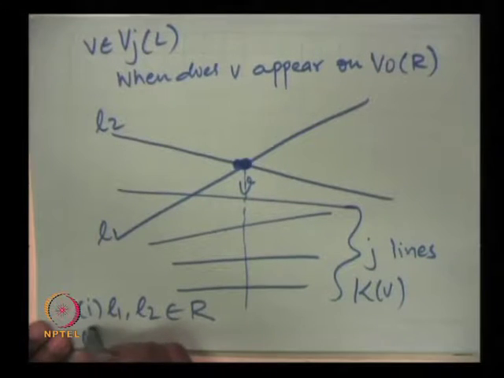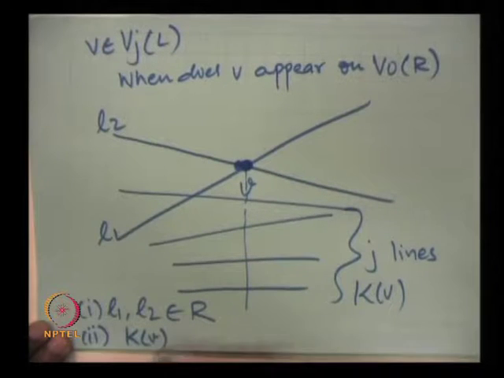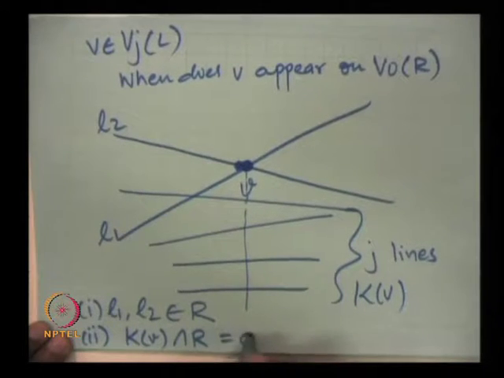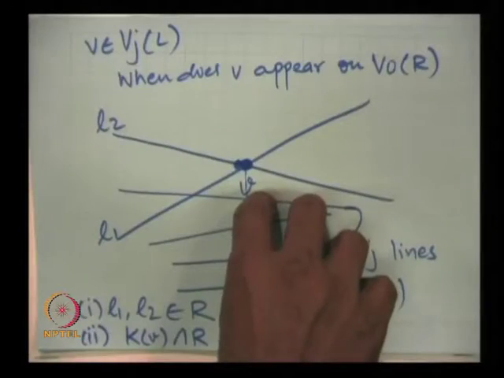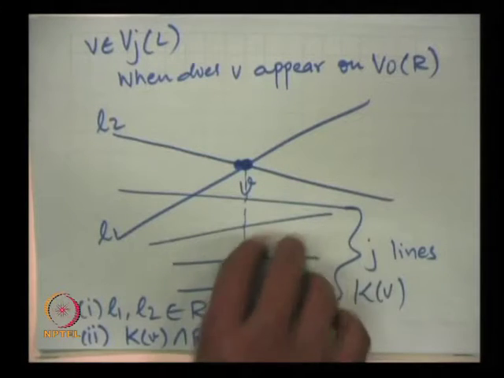And the second condition is that the killing set K V is empty, right, because none of these lines should have been chosen. So if you take an arbitrary vertex of the arrangement, the blue vertex, which is an intersection point of two lines, and its label is J, then there are J lines that lie below this vertex. In order for this vertex to appear on the lower envelope of the random subset of lines R, these two lines should have been chosen and none of these lines should have been chosen. So what is the probability of this happening?